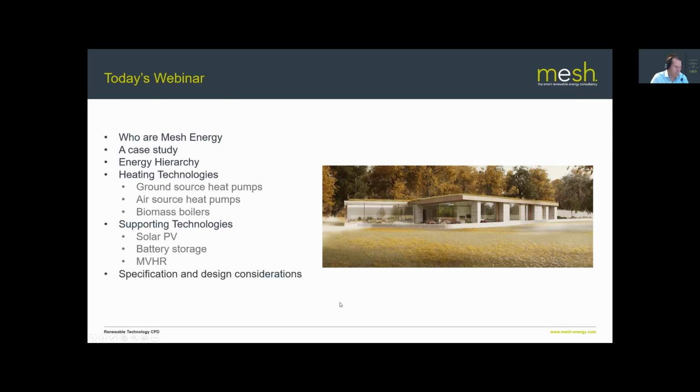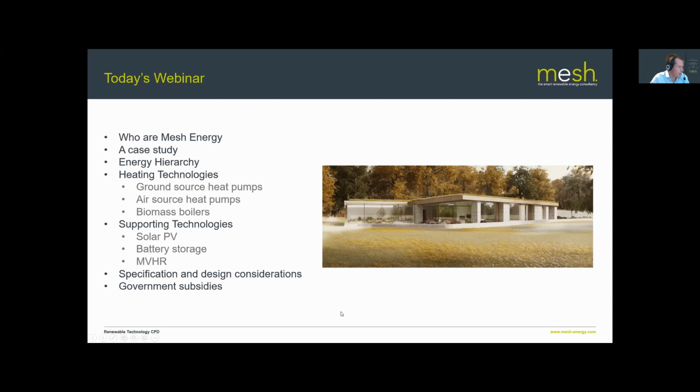Then we'll look at the specification and design considerations for each of those technologies in turn. So those are the things that, if you're an architect, which I'm sure many of you are, those are the kind of things that you need to be considering when you're designing a building for some of these sustainable technologies.